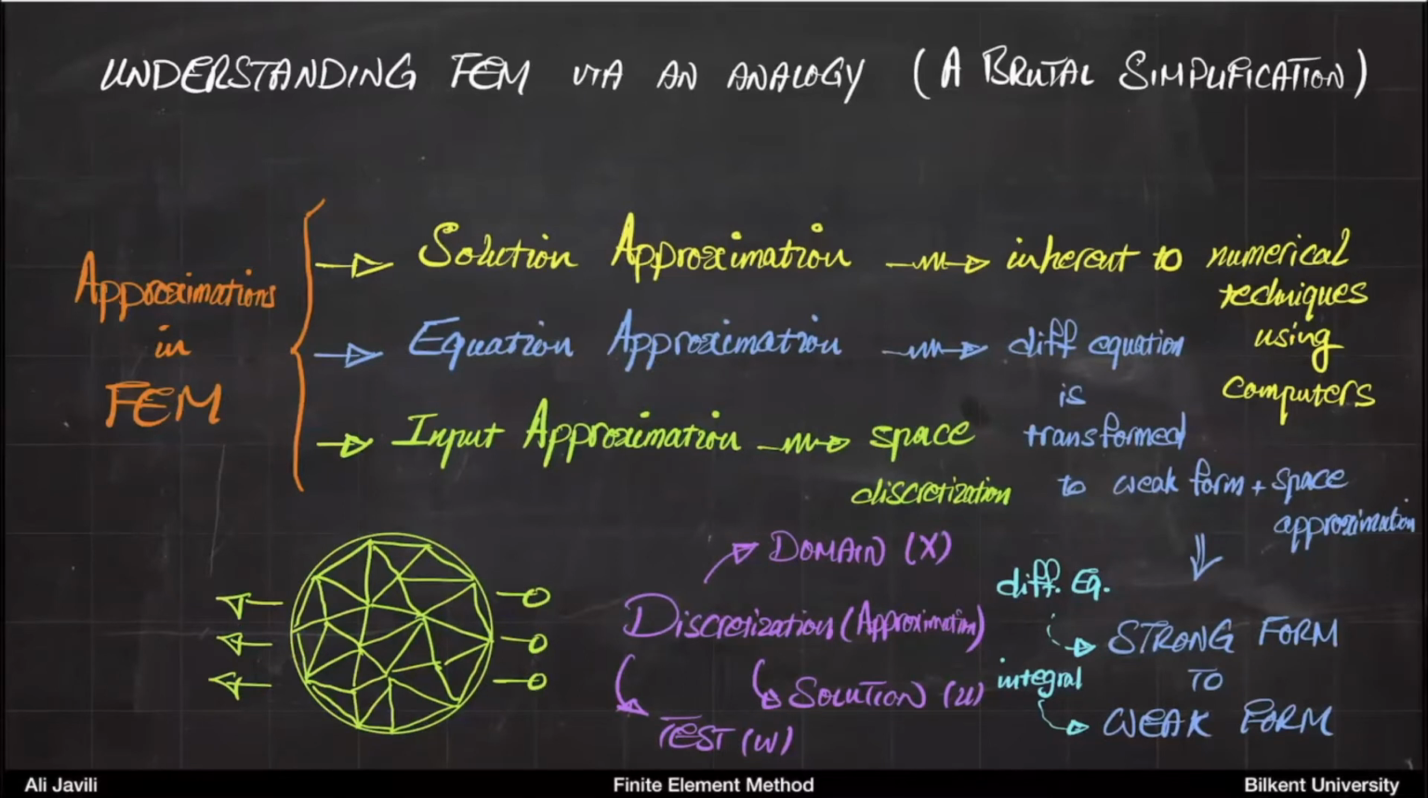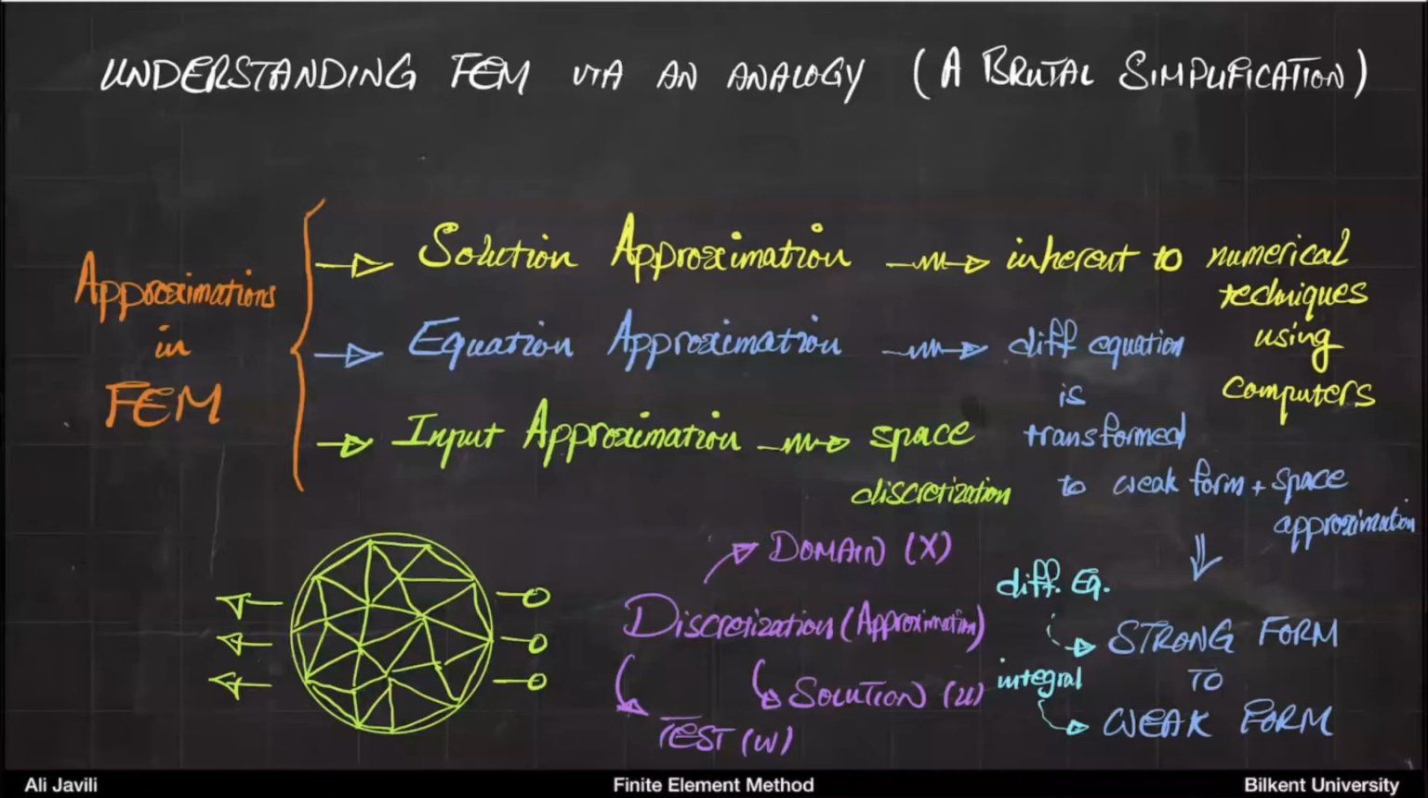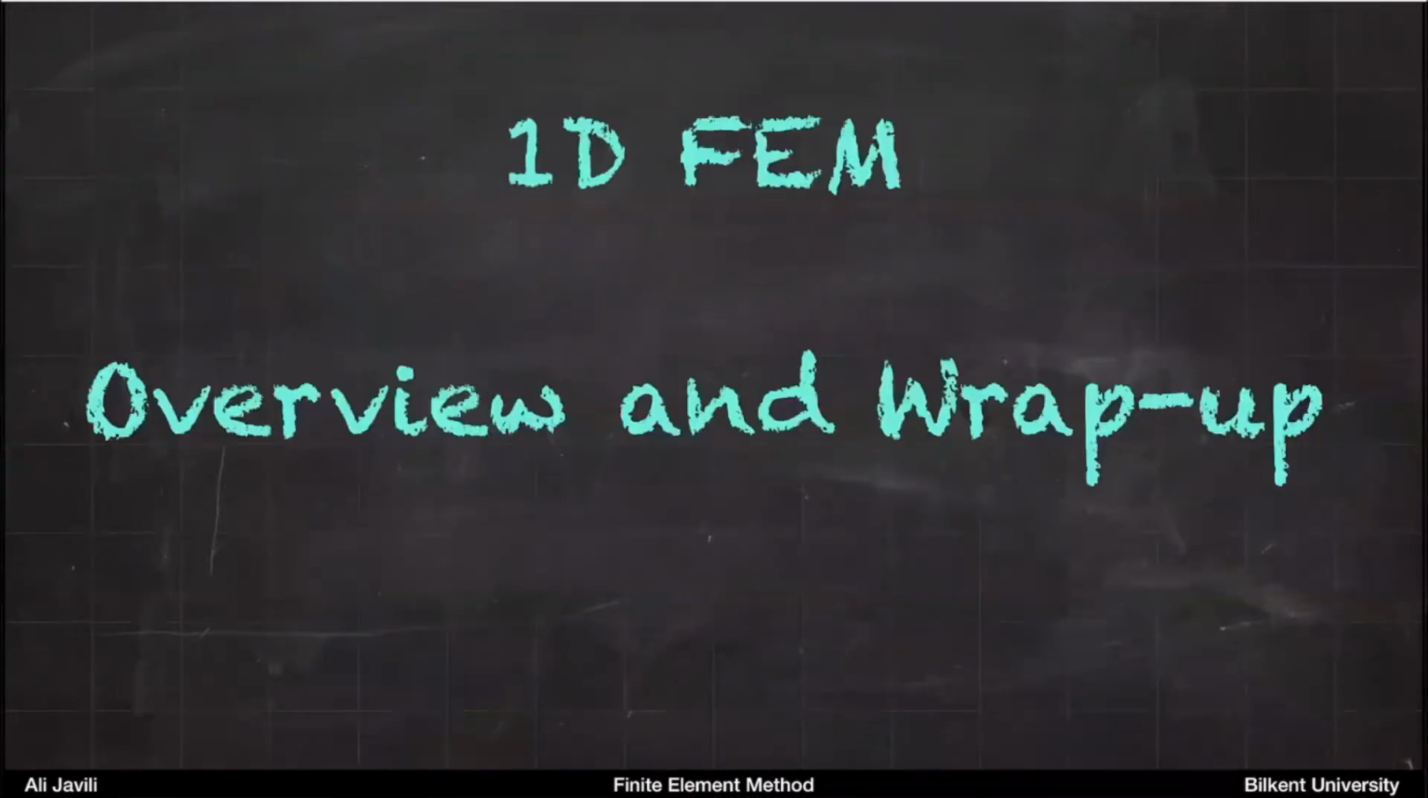And it has this very interesting part, where we approximate the equation in the finite element method. This is the key to the finite element method compared to many other numerical approaches. Usually when we talk about numerical approximations, we know that we would approximate the solution. We know that we usually approximate the input to the solution. But the finite element method in particular has this additional thing, that we actually change the equation itself. So the equation would be an approximate equation.